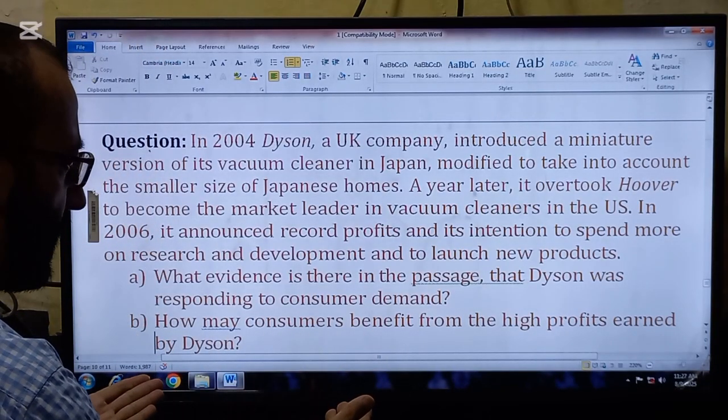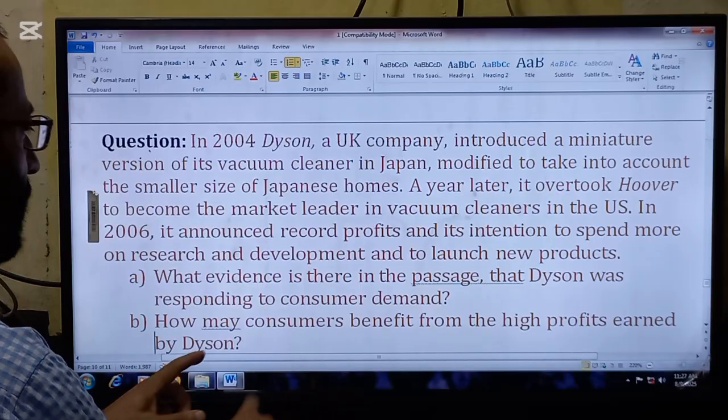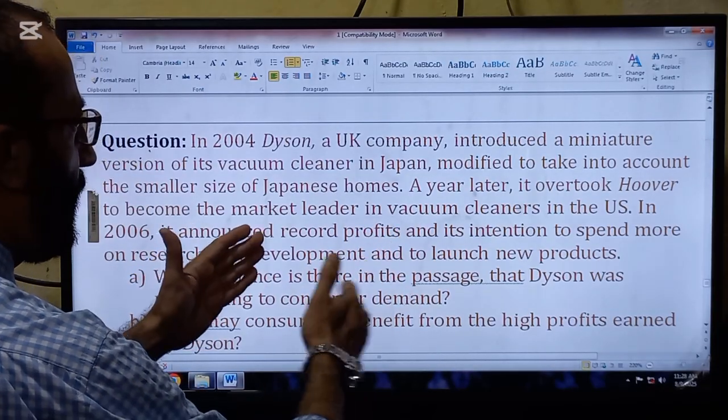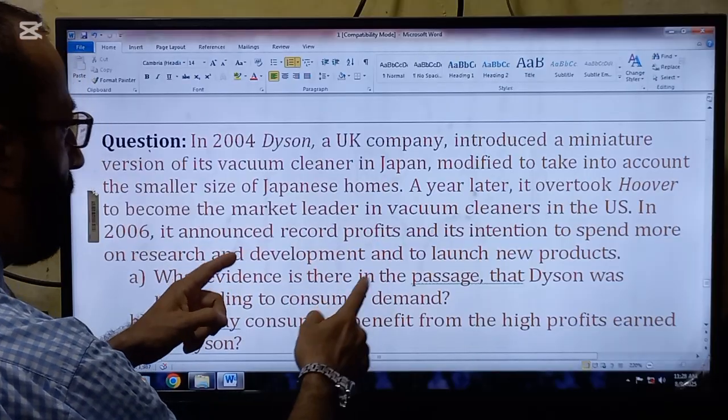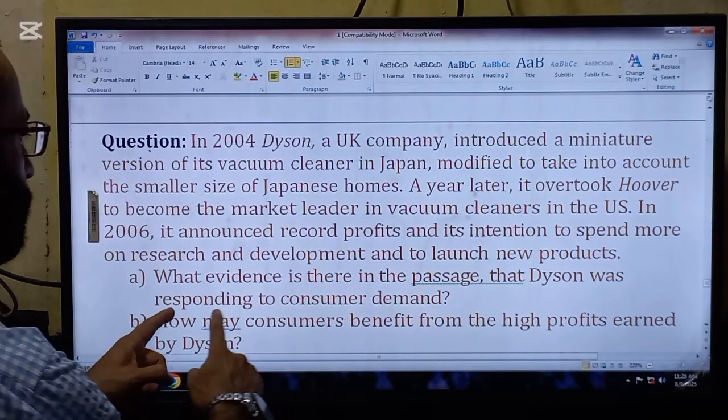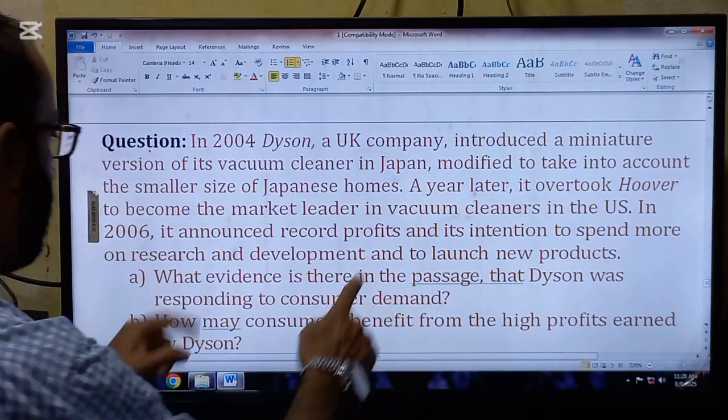Because the Dyson is responding well to the consumers' demand. That's why its products are in demand, and gradually and finally it has become the market leader and is making a record profit. So this is the evidence which is given in the passage.